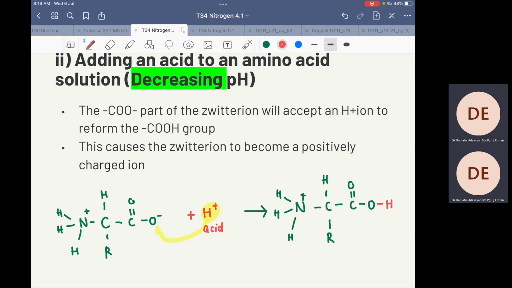So what is the overall charge of this amino acid? Positive, okay? So it becomes a positively charged ion. Okay, so the COO minus part of the Zwitter ion will accept the H plus ion to reform the COOH group, neutral. This causes the Zwitter ion to become a positively charged ion. That positively charged ion comes from the nitrogen.